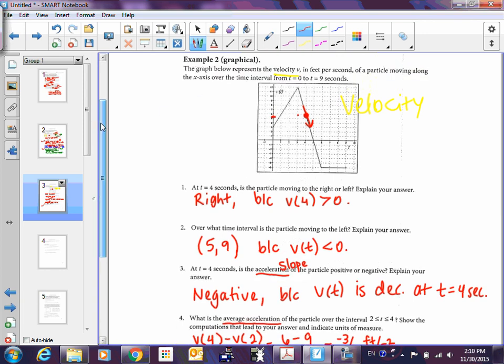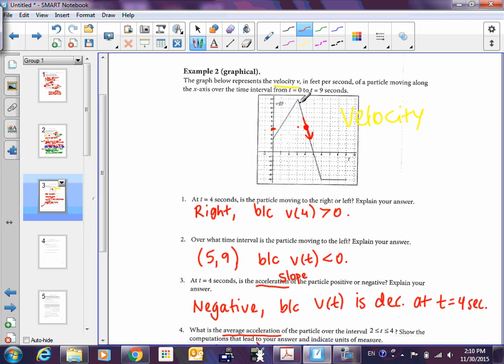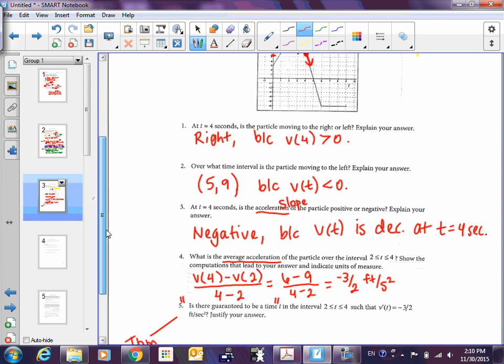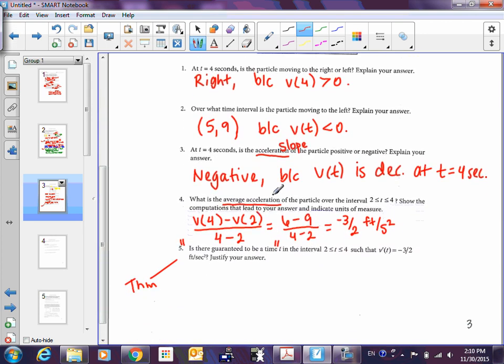So the conditions for MVT are that this graph, v of t, should be continuous and differentiable. Is this actually differentiable up here? No. So that's kind of an issue, which makes this not really the best problem to ask. But I kind of want to stick with the theorem because I think we just need to practice it. So we're going to say yes, by mean value theorem, v prime of t equals negative 3/2 feet per second squared.